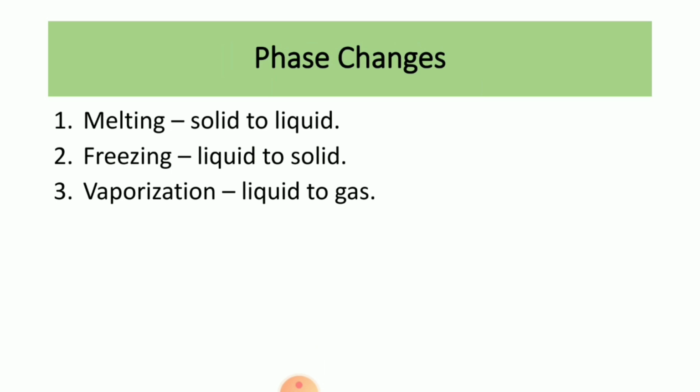Next, vaporization. That is from liquid to gas. Vaporization is the conversion of a liquid to a gas and can occur through either evaporation or boiling. So when liquid boils with enough heat, it will cause vapor bubbles to form below the surface. This boiling point is the temperature and pressure at which a liquid becomes a gas.